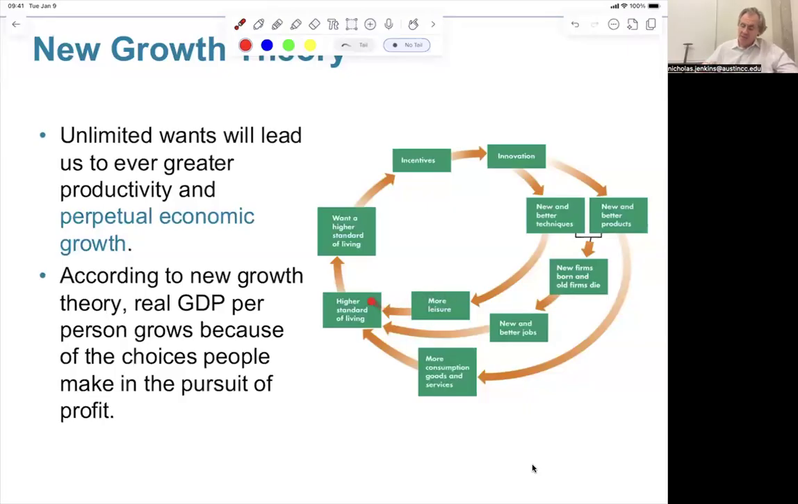And once we achieve that new plateau of a higher standard of living, it starts all over again. We want to grow more. We want to get even higher standard of living, and the cycle starts all over again. So we call this a perpetual motion machine, perpetual economic growth. As long as our standards of living keep rising and we want to improve upon those standards of living, we're going to create the incentives to create new products, which grow the economy, which create a higher standard of living and start all over again.